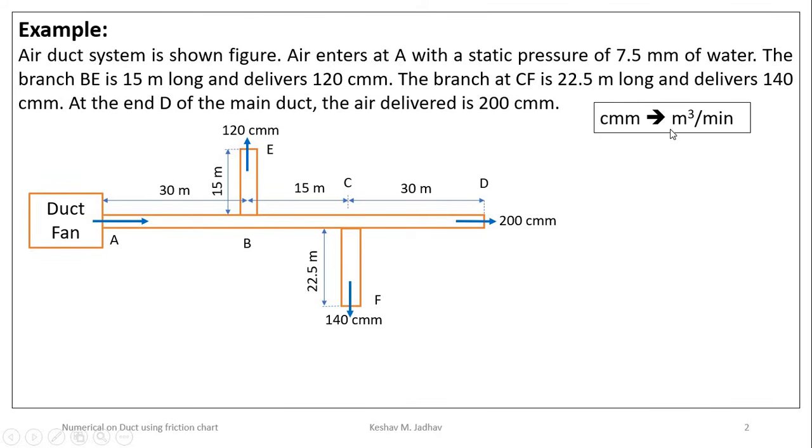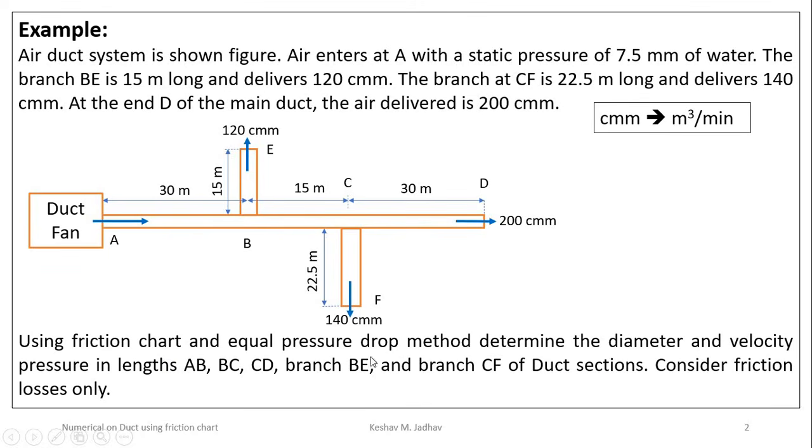So cmm means meter cube per minute. So branch BE delivers 120 meter cube per minute of air in a room. The branch CF is 22.5 meter long and delivers 140 meter cube per minute of air to the room. At the end D of main duct, the air delivered is 200 cmm. At this end D, volume flow rate is 200 meter cube per minute.